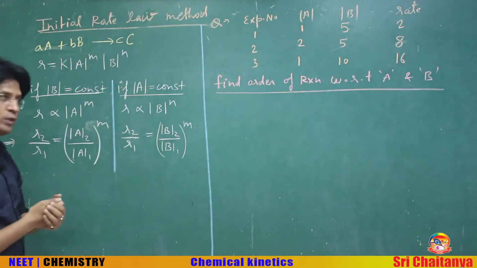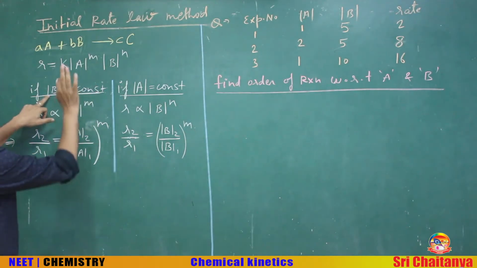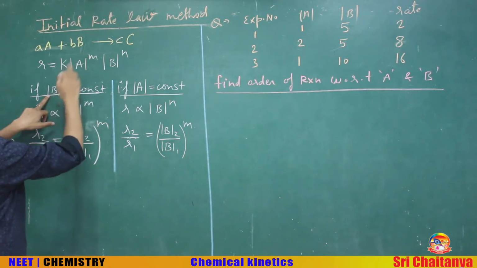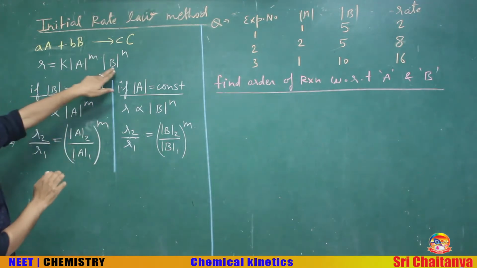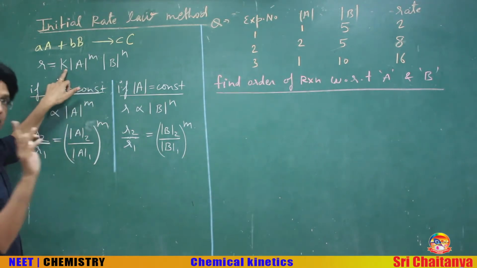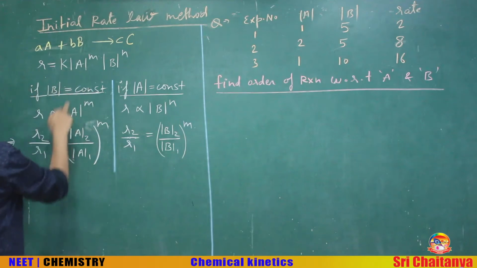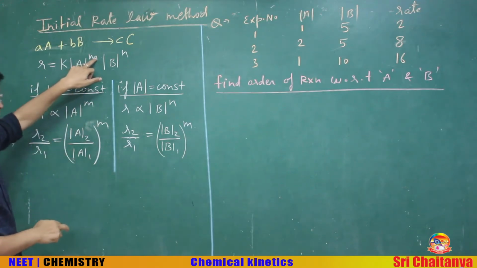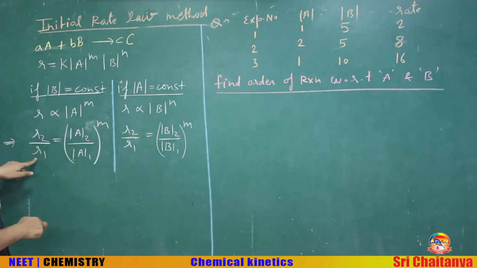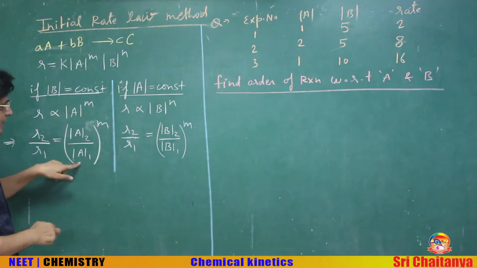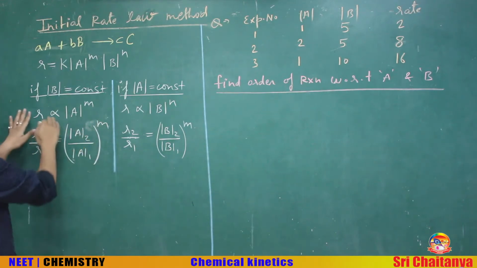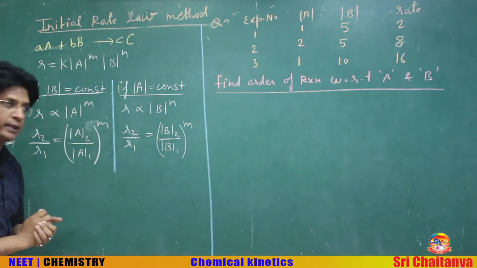So what you will do in this question, first of all, keep the concentration of B constant. Once the concentration of B is constant, K is already a constant, so rate will be proportional to A to the power of M. So I can say that R2 by R1 will be equal to A2 by A1 to the power of M. Here rate is proportional to concentration of A only.